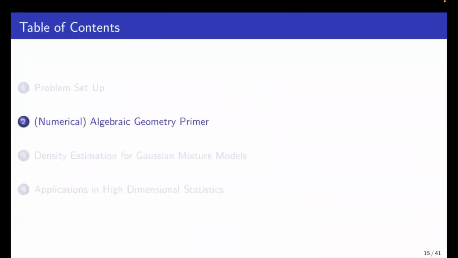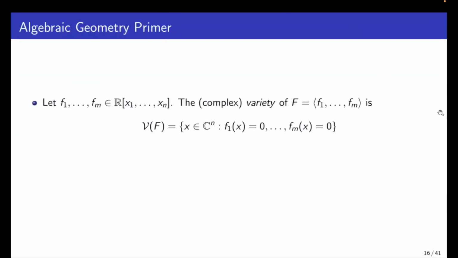Great. Okay. But with that, maybe I can continue on and give a little bit of background on some techniques from numerical algebraic geometry. Just to make sure we're all on the same page, if I give you a set of polynomials with real valued coefficients, I define the complex variety of the system as the set of common zeros.